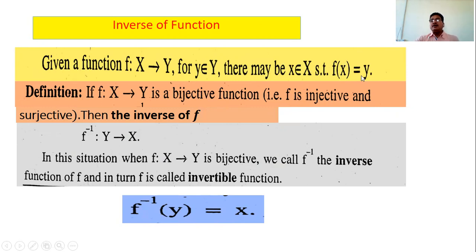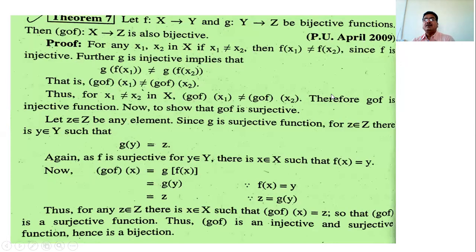That is, if y is the image of x under f, then x is the image of y under f inverse. Under f, x is the pre-image of y, but under f inverse, x is the image of y. That is, if the image of 3 is 6 under f, then the image of 6 under f inverse is 3. So this is the definition of f inverse.